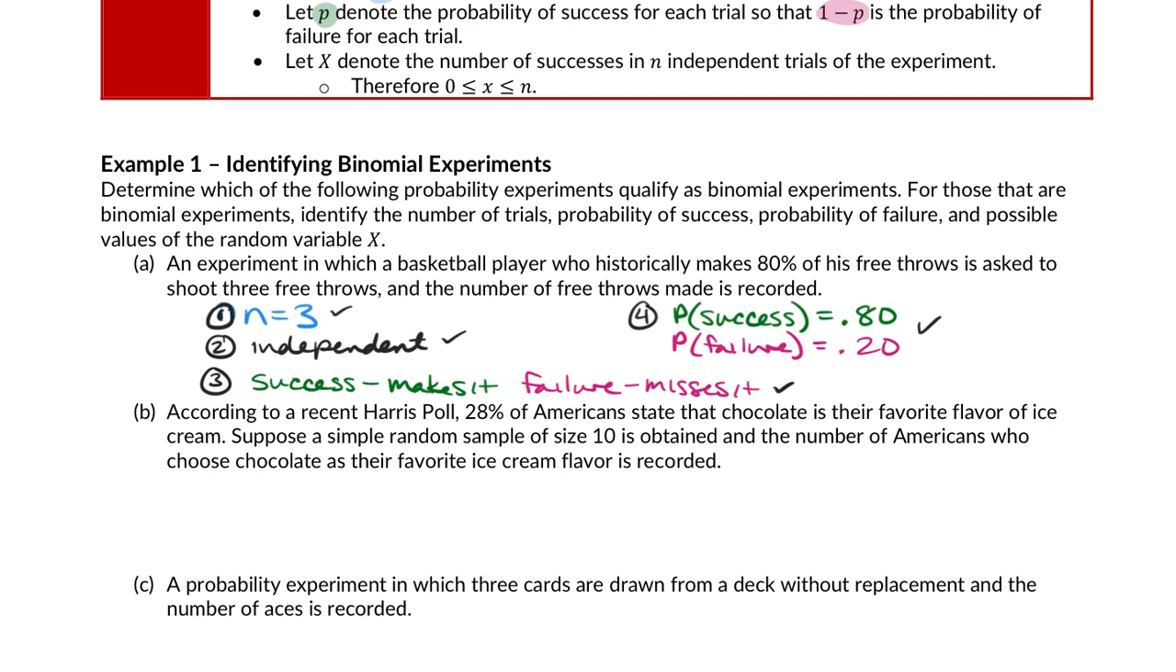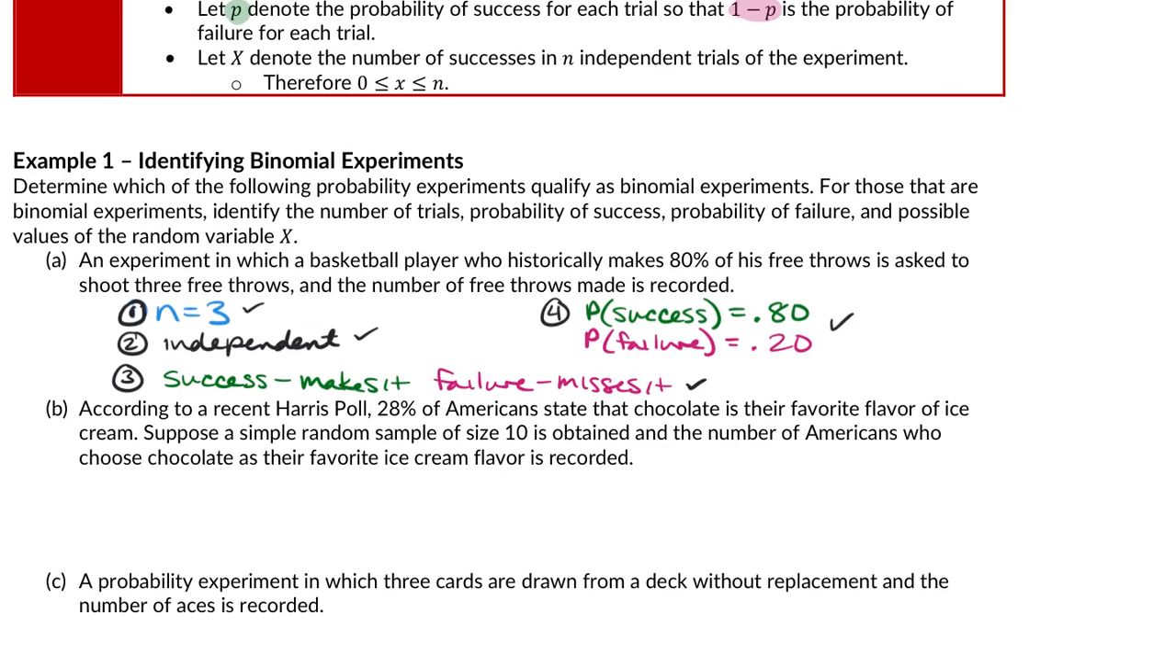Since it is a binomial experiment, let's write down the possibilities that we can get. If the guy shoots three free throws, what are the options for the number of free throws he could make? What if he misses them all? So 0, he could make 1, he could make 2, he could make all 3. These are the options for that binomial variable.